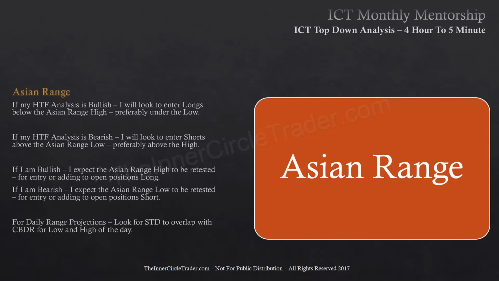For the daily range projections, I look for standard deviations in the Asian range to overlap with those seen in the central bank dealers range for the low and high of the day. So in other words, when central bank dealers range and Asian range confluences get really close to a level and it lines up with a PD array, chances are you're probably going to be nailing very close to the high or low of the day.